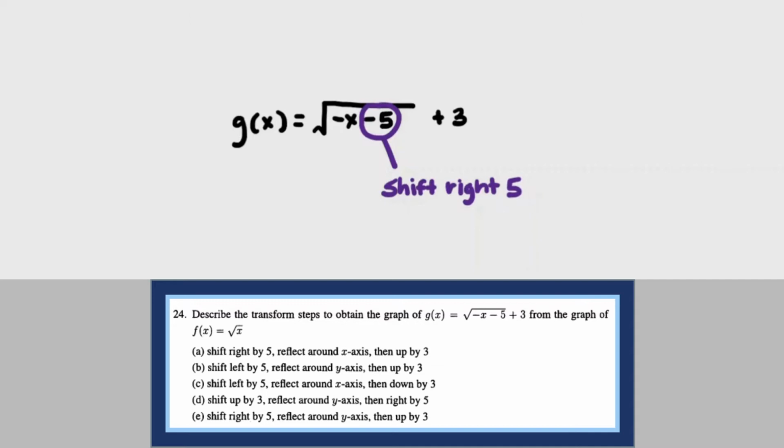Another thing that I noticed is that we have a negative in front of the x. When the negative is in front of the x, it means that there was a reflection across the y-axis. And lastly, I see that it says plus 3. And this means that it shifted up by 3.